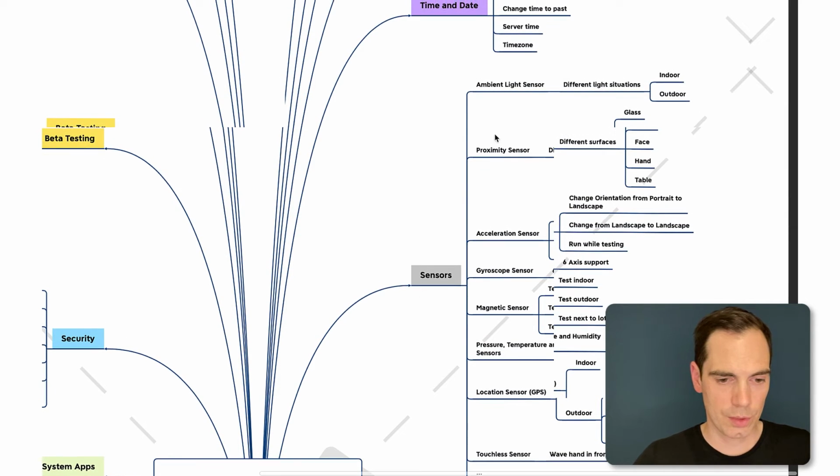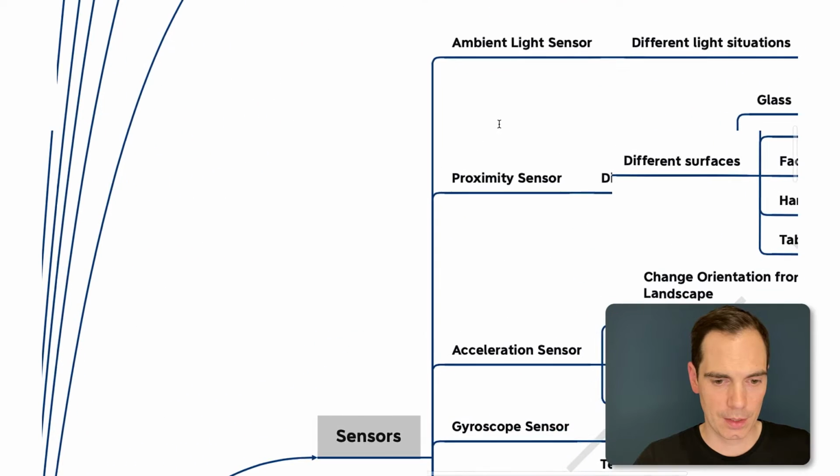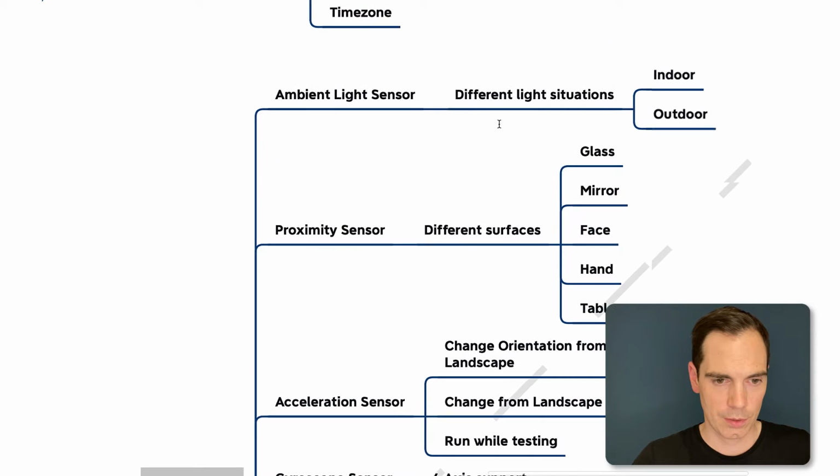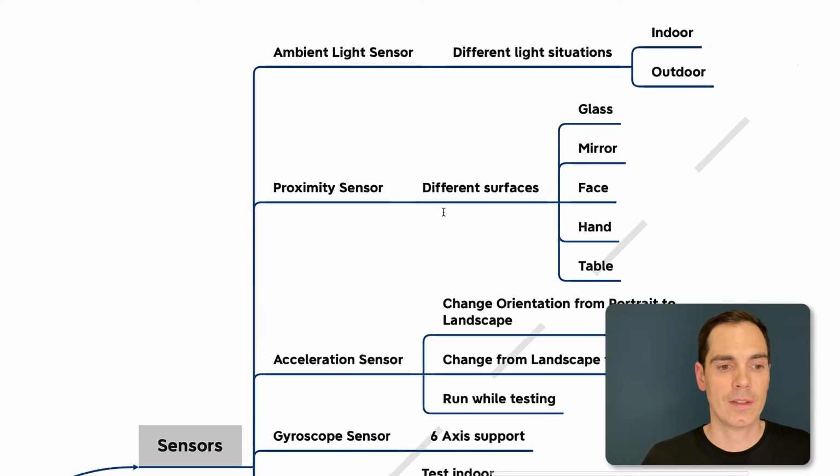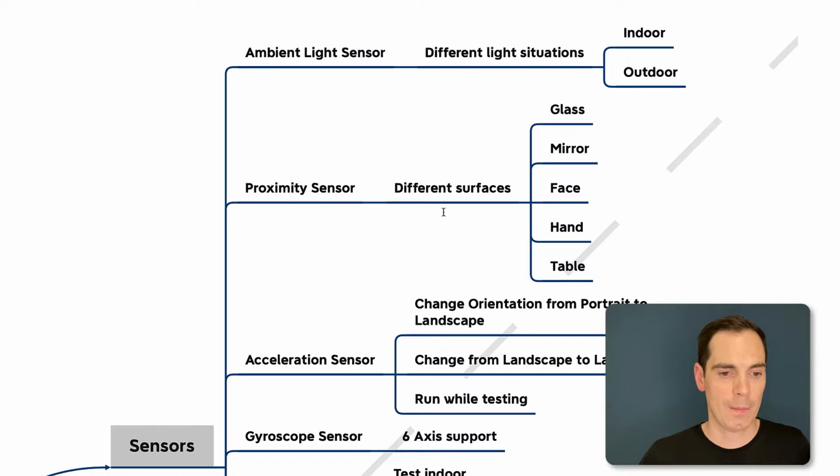So let's go to sensors. This is a bigger topic. As you can see, there are a lot of sensors installed on a mobile device these days. You have the ambient light sensor. You should test the app under test in different light situations, be it outdoor or indoor, and see that the ambient light sensor is working and has no negative impact on your app.